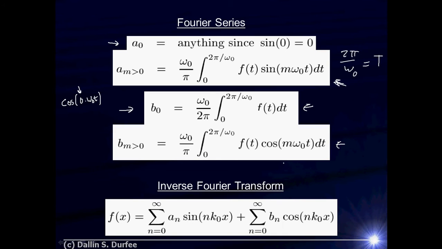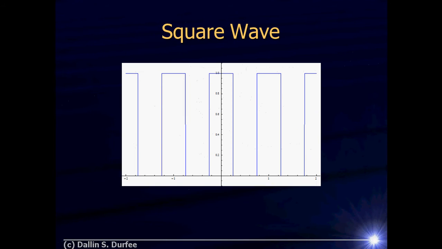If you use these integrals, you can find your a sub m's and your b sub m's, or your a sub n's, b sub n's, right? It's just an index, call it m or n, however you like. And then you can add them together to get your original function back, all right? Now, we did the example of square wave. Writing a square wave as a sum of sines and cosines, all right?